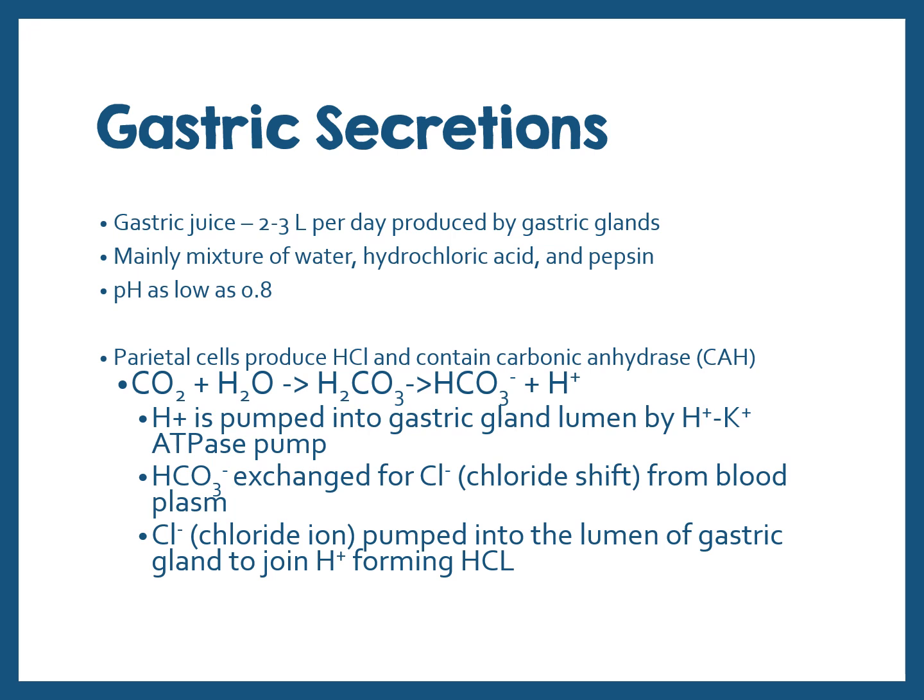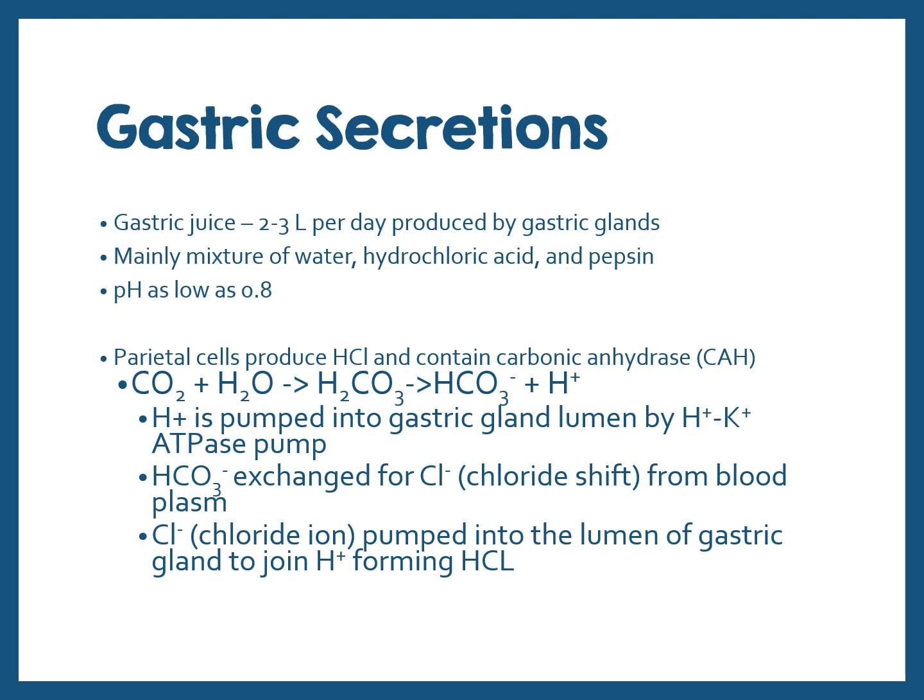When it comes to the secretions of the stomach, your gastric juice is very, very acidic because there's a lot of hydrochloric acid in it. It has a pH of about 0.8, which is the same pH as battery acid, which is primarily sulfuric acid. There's about 2 to 3 liters of gastric juices that's produced by your glands a day. And it's mainly water, that hydrochloric acid, and some pepsin.